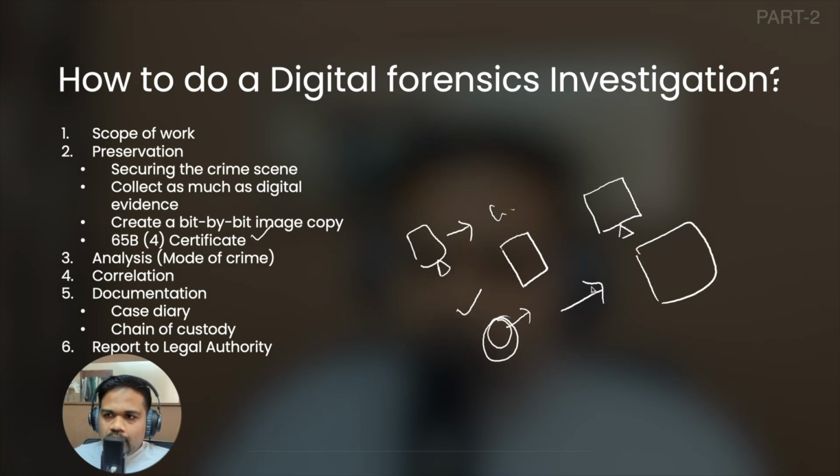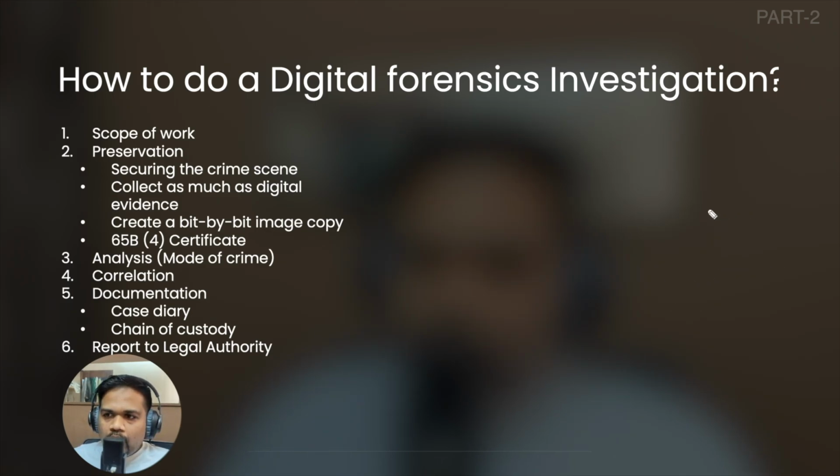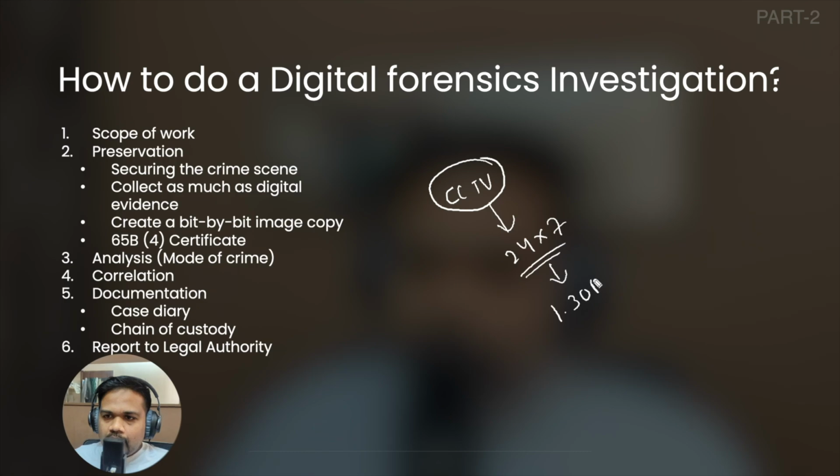Okay, so what is the law telling here? First of all, you need to understand from where you have collected that evidence. Consider this is your CCTV, which is working 24/7, but now you want a recording from, consider, 1:30 p.m. to, consider, 2:30 p.m. This duration is important for the investigation. Okay, you want to proceed, right?